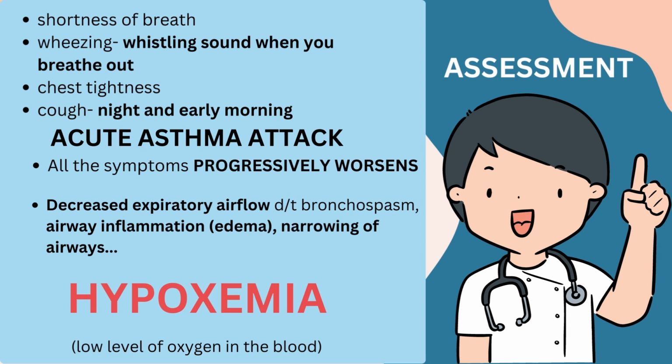Shortness of breath. There will be wheezing. So, wheezing is a whistling sound when you breathe out. Chest tightness. Remember what I said initially, there's narrowing. So that tightness in the chest, there's narrowing of the airways. Cough, night and early morning is very, very common. Keep that in mind. And then when there's an acute asthma attack, all the symptoms progressively worsen. Very, very key. The symptoms will progressively worsen when there's an acute asthma attack, like nothing works.